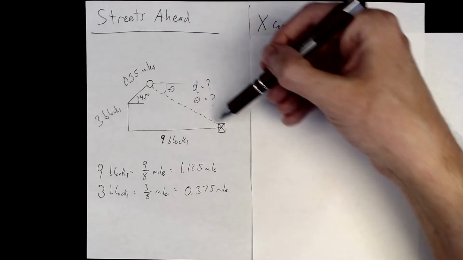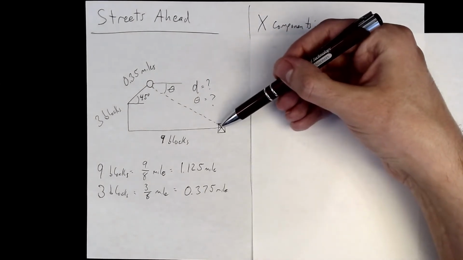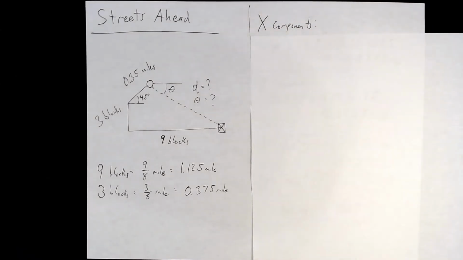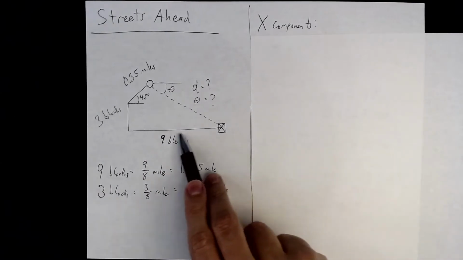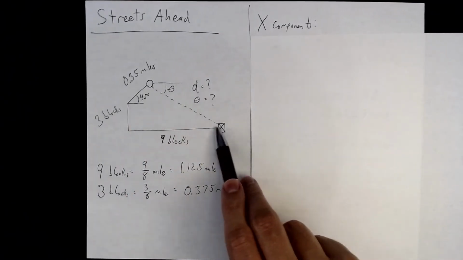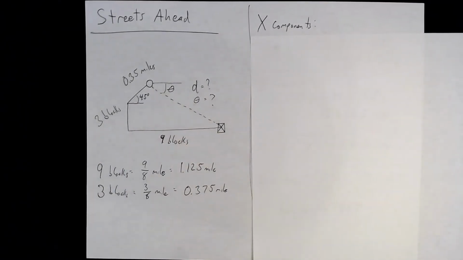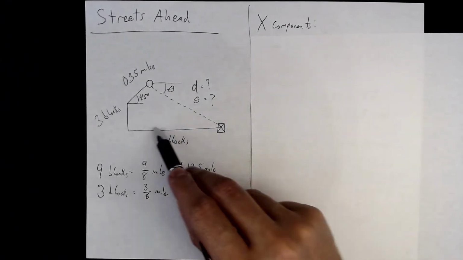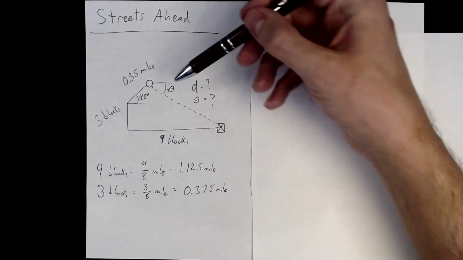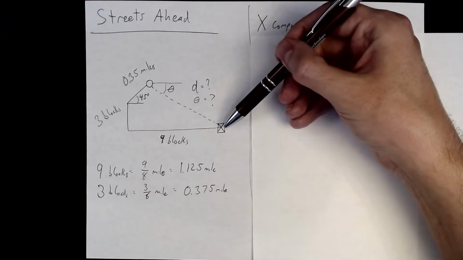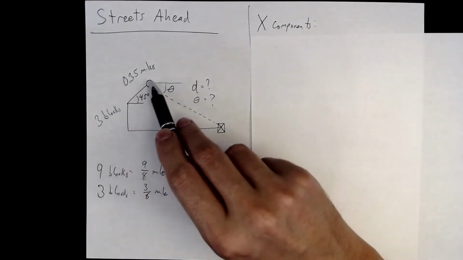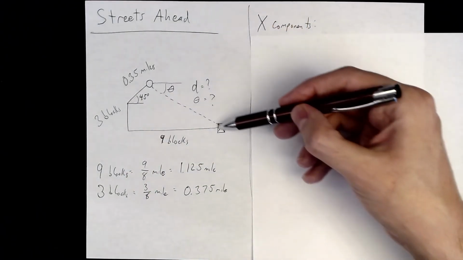And to find the value of that vector, I need to find its x and y components. If I know how I got from here to there to there to there, then I can add up all the x components there, and that will give me the x component of that. And I can add up all the y components of that, and that'll give me the y component of that.